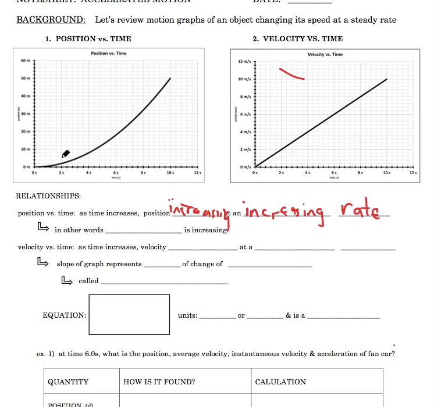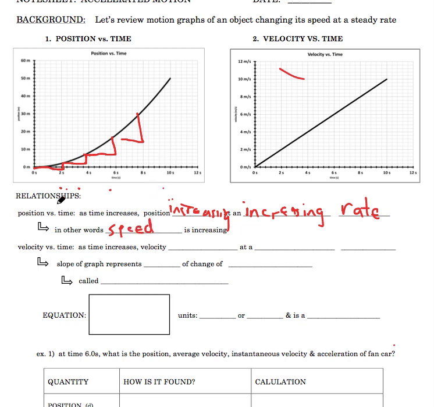In other words, for every given interval of time, if I go over 2 seconds, we see that it's only gone a little bit of a distance. If I go over another 2 seconds, it's covered even more ground in the vertical direction, and then even greater distance, and so on and so forth. So if we were to have dots, they would be getting further and further apart. So it's increasing at an increasing rate, in other words, the speed is increasing. We already know that.